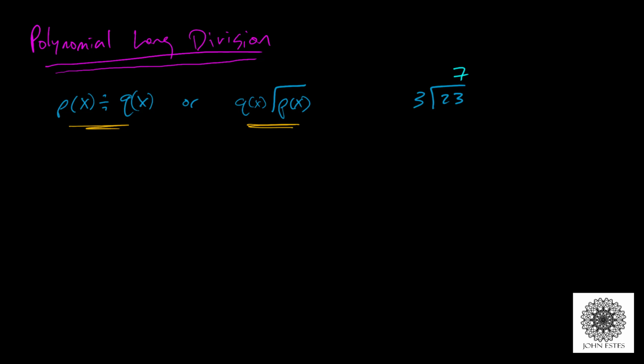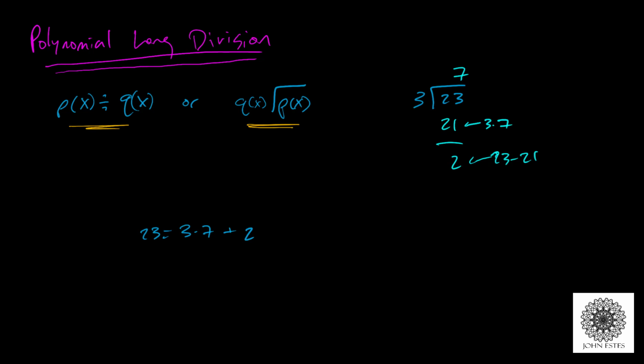Then you say 3 times 7 is 21. And then I subtract 23 minus 21 to get a remainder of 2. And so there we have it, we've divided 23 by 3. Now, the reason I did it that way is because that means I can write 23 in this way: 23 is 3 times 7 plus 2.